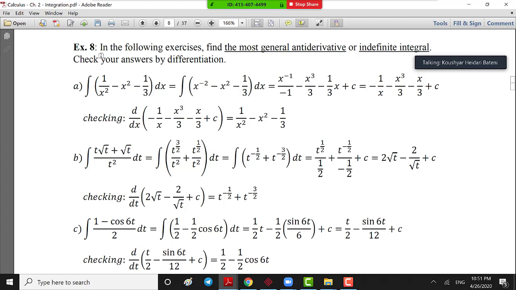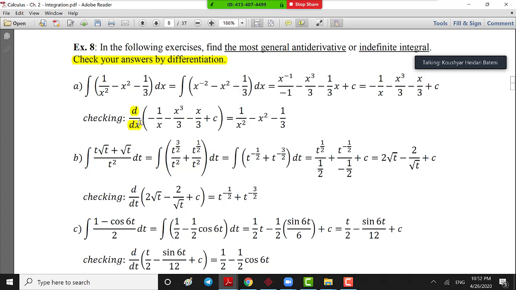Now, the example also asks us to check our answers by differentiation. What does that mean? It means that we have to calculate the derivative for the result of the integration, and the derivative for the result should be equal to the integrand. So now let's see whether or not that is the case.